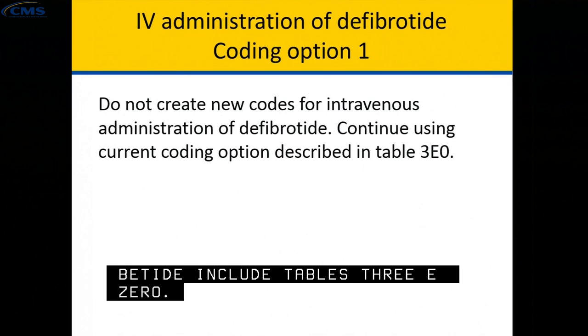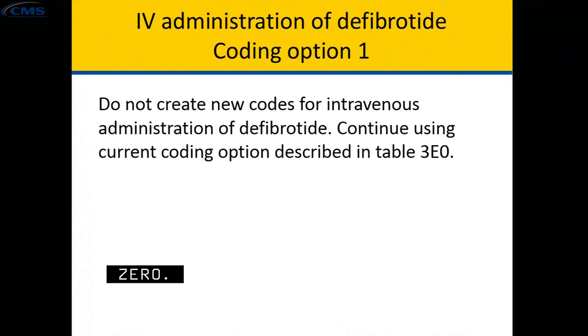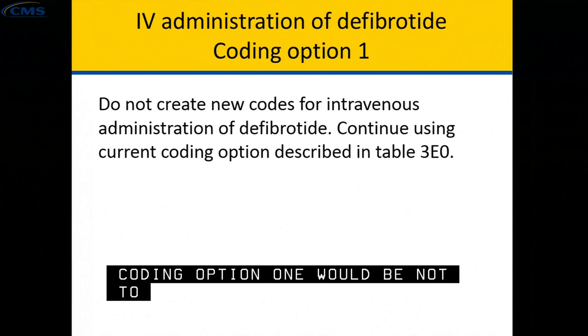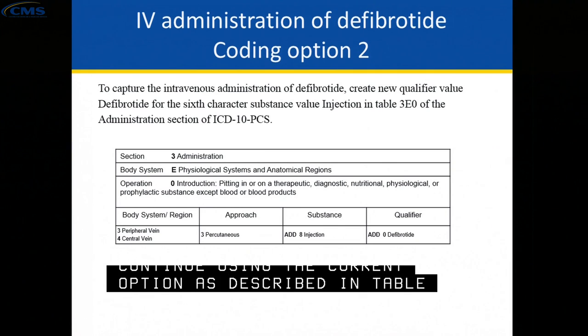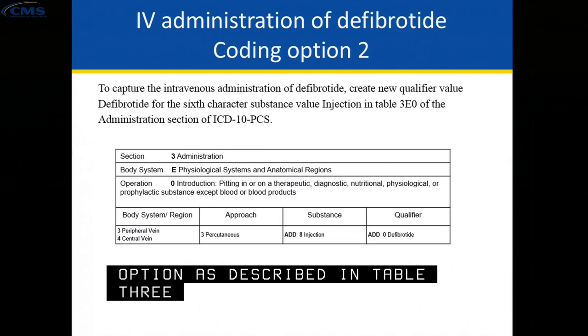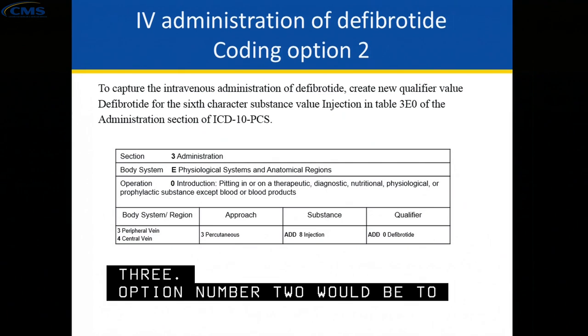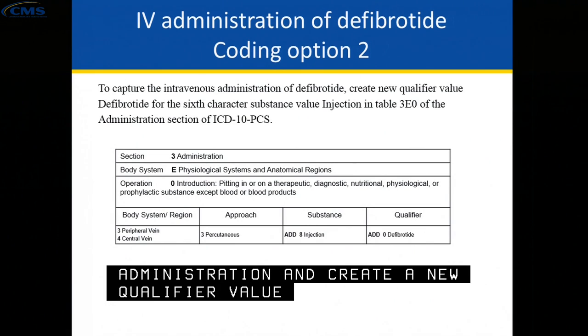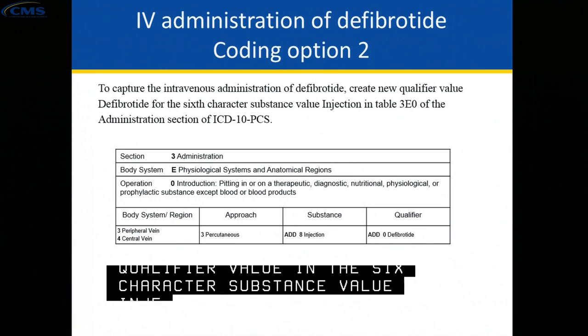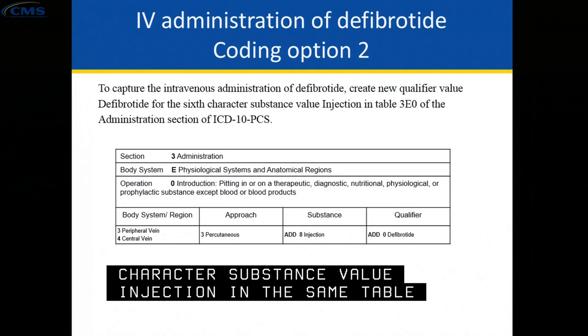Coding option one would be not to create a new code and to continue using the current coding option as described in Table 3E0. Coding option two would be to capture the intravenous administration of defibrotide, create a new qualifier value, defibrotide, in the sixth character substance value injection in the same table, 3E0, of the administration section of ICD-10-PCS.